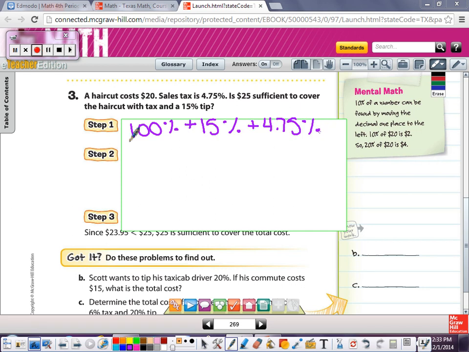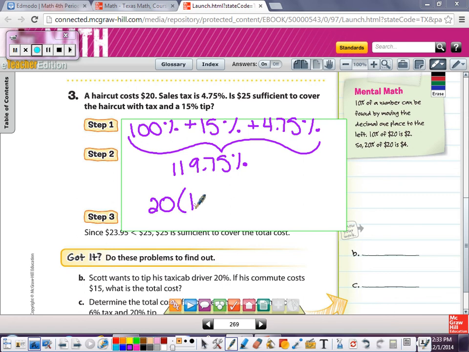So let's add up all 3 of these percents together. 100 plus 15 is 115%, plus 4.75 is 119.75%. So that's what we're going to multiply our total amount by. Well, how much was our haircut? Our haircut was $20. Actually, before I even do that, I've got to change my percent now into a decimal using DP.